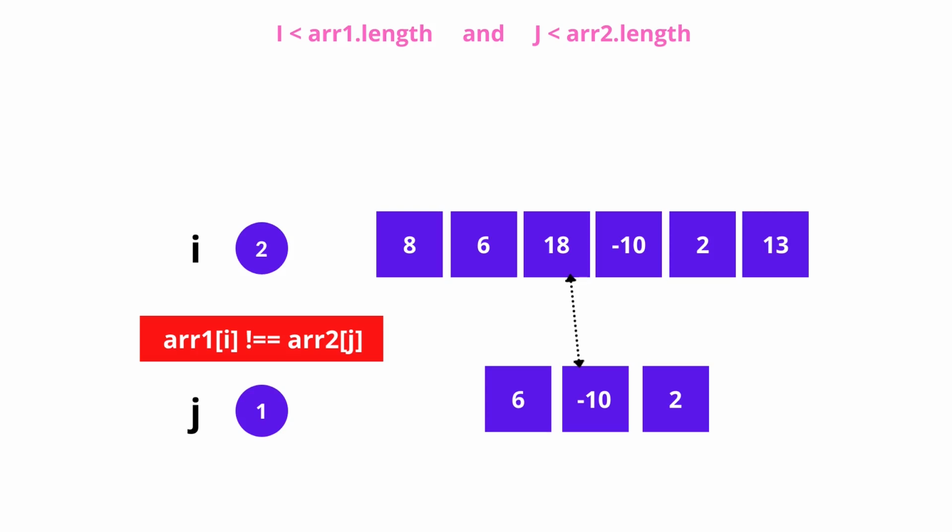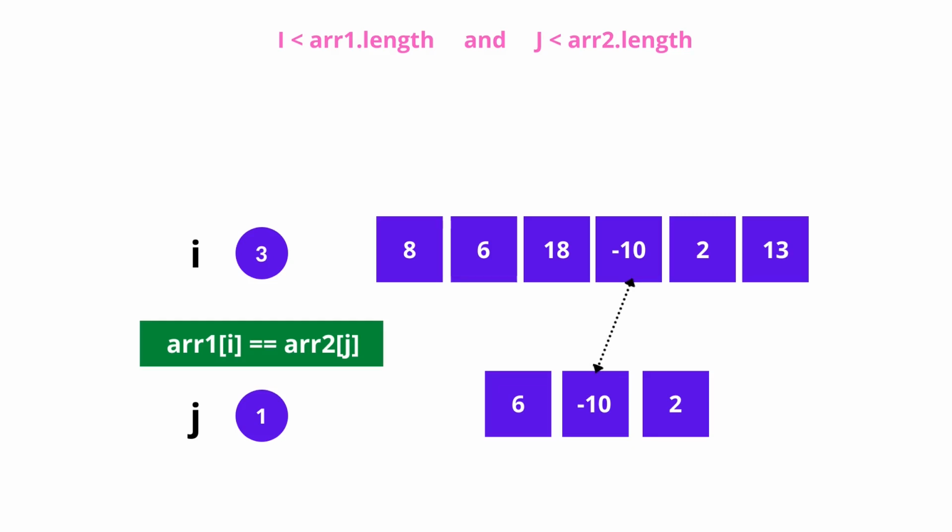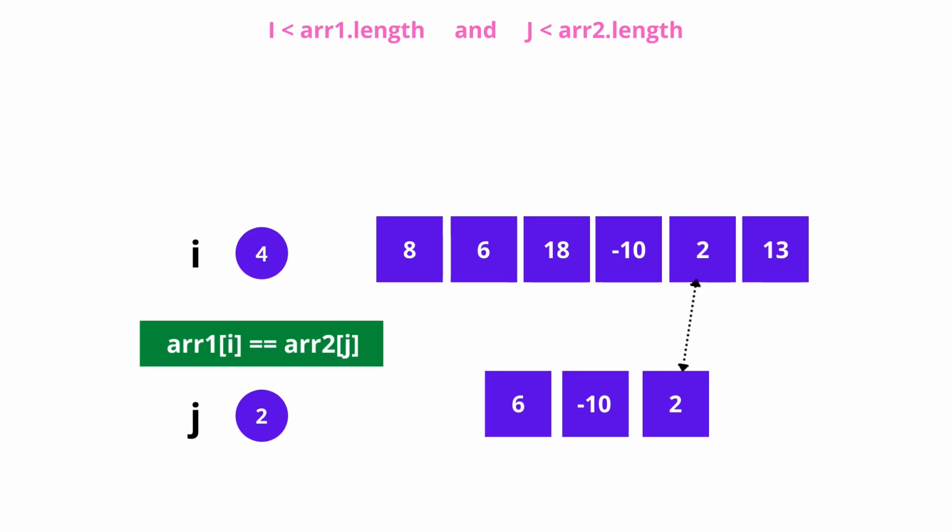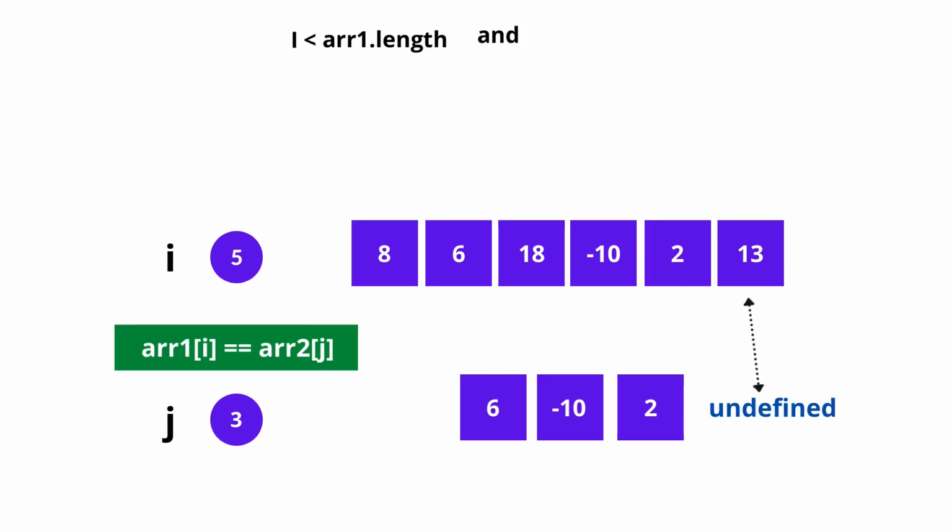Now 18 is not equal to minus 10. So here again we will be only incrementing the value of i and not j. So the value of i will be 3 and j will remain 1. Now minus 10 is equal to minus 10, so again we will be incrementing the value of i as well as j. So the value of i will become 4 from 3 and the value of j will become 2 from 1. Now 2 is equal to 2, so again we will be incrementing the value of i as well as j.